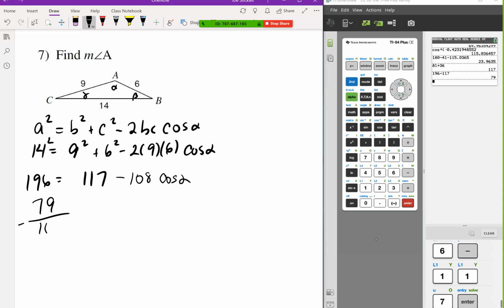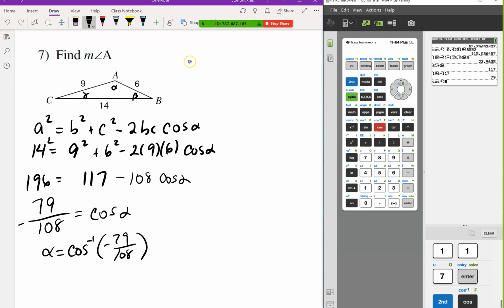And then I'll divide by the negative 108. In this case, make sure I include that minus sign. That's important. We saw that in the last problem. That was the error that I made. I forgot my minus when I divided it over. And now do our inverse cosine of both sides. So I can do that over here on the calculator. I'll do inverse cosine of the negative of the 79 divided by the 108.